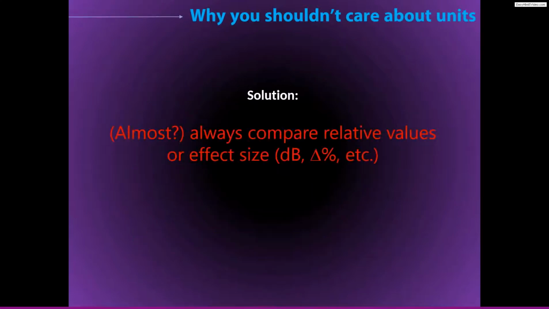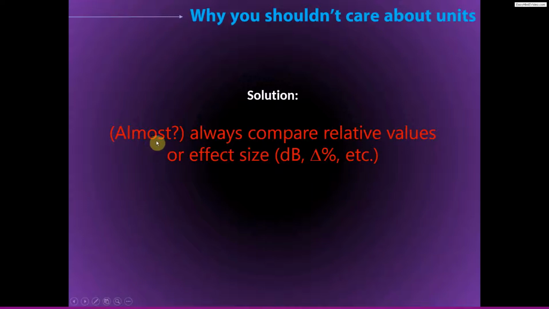So what's the solution? The solution is you should basically always compute and compare and interpret relative values. So you want to compare effect sizes or changes in activity relative to a pre-stimulus baseline or relative to a rest period or relative to a different condition. Somehow you always want to change your data to be relative values rather than absolute values.